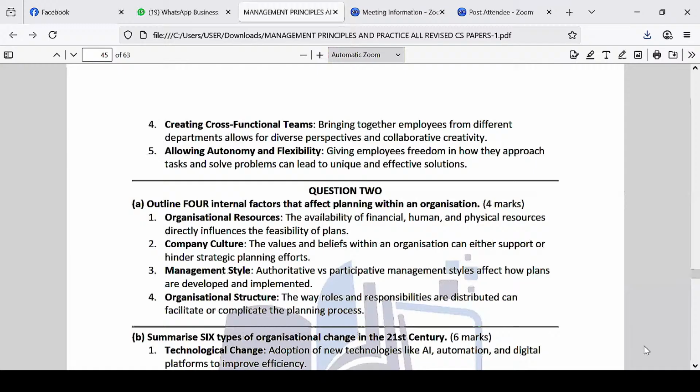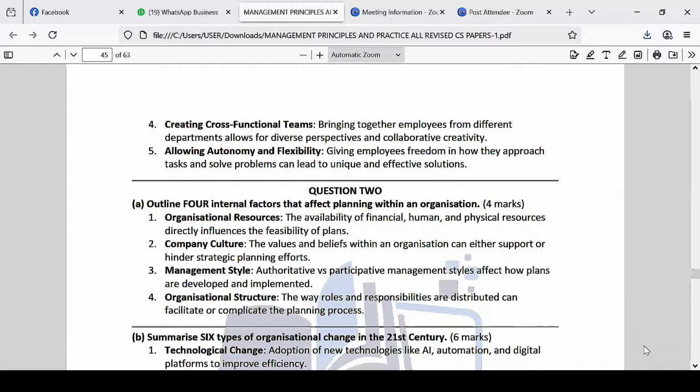Number 1 is organizational resources. So your plan must be subject to the resources you have, both human resource, financial resource, and capital resource. If you don't have enough money, don't go for a plan that requires a lot of money. The availability of financial, human, and physical resources directly influences the feasibility of the plan. That's very true. Even at your level, if you're planning on how to spend your money, you look at how much money you have first, then from that you plan. You don't plan, then look for the money.